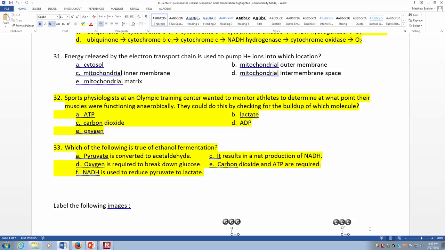And then D, oxygen is required to break down glucose. That's false because we discussed the fact that fermentation does not require oxygen. You're only using glycolysis to produce ATP, and glycolysis on its own doesn't require any oxygen. And then NADH is used to reduce pyruvate to lactate. That doesn't happen during this fermentation pathway. That happens during lactic acid fermentation.